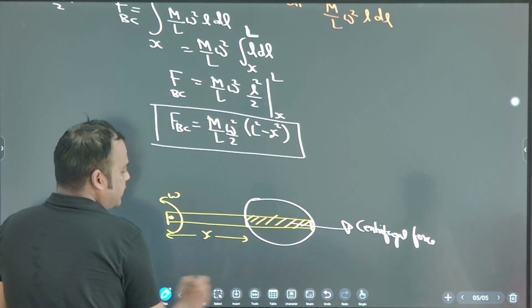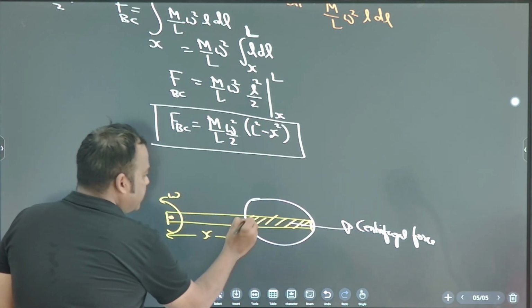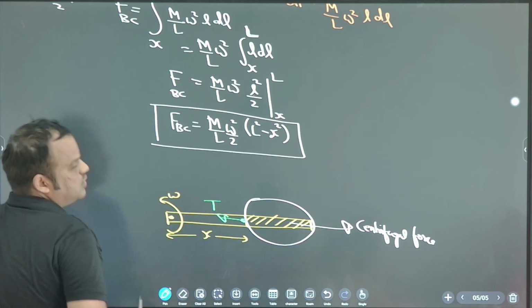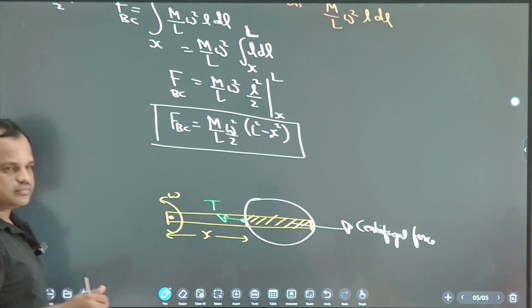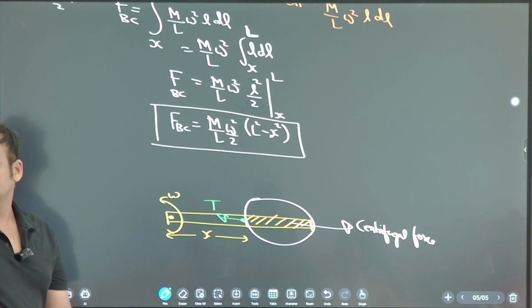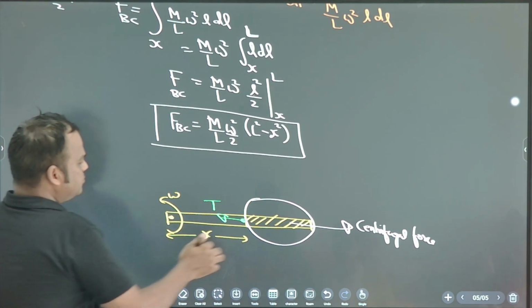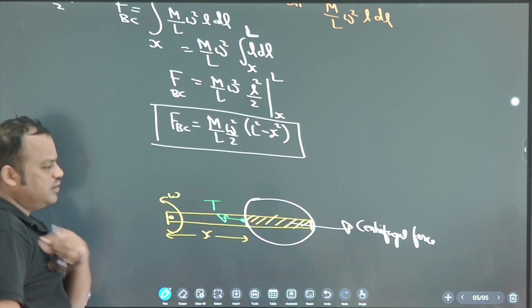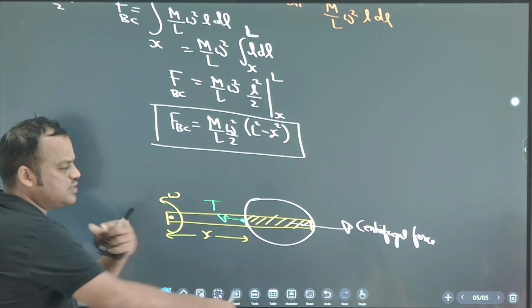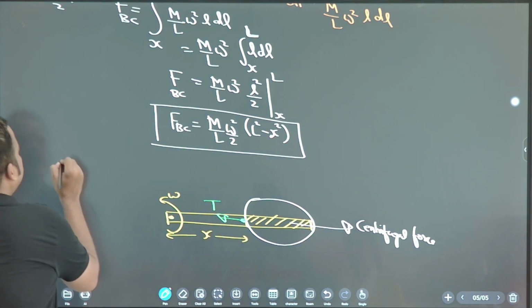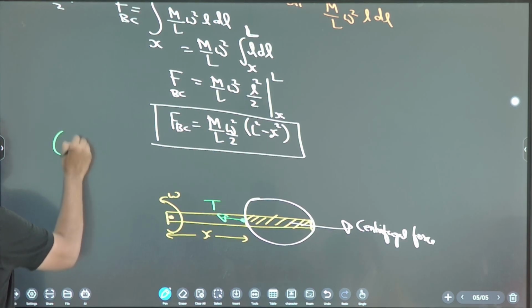Because tension is acting. Tension is acting where? Here. Towards center. Are you getting? Towards center. Same thing your hand also. Suppose you are rotating your hand. Why is your hand not detaching, breaking? Why is your hand not breaking? Tell me.